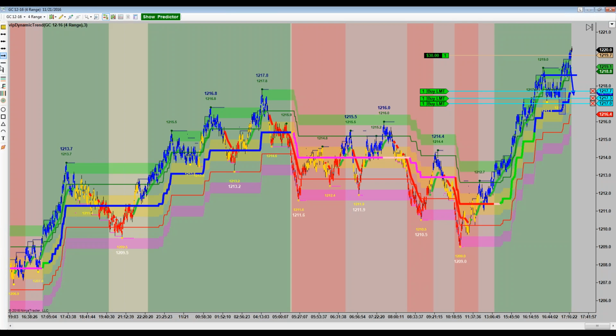Here, let me just put a line right there. In fact, it's corresponding with where we were looking to get in. Right here, see those swings? Those are right about located where we were looking for the pullback, yes?